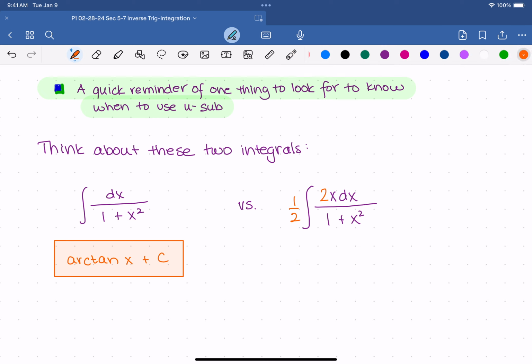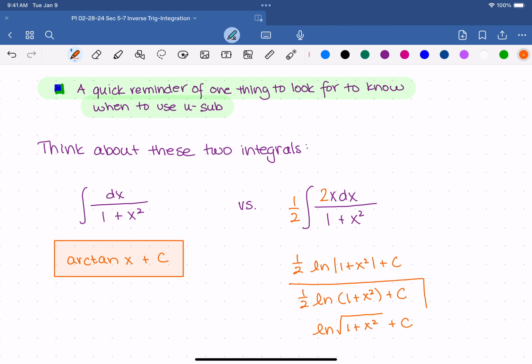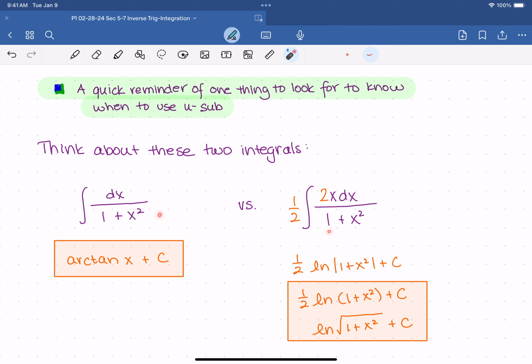This is just 1/2 natural log of the absolute value of the bottom. And for this particular problem, 1 plus x squared is always positive. So you could write it like this, or even you could make that 1/2 a square root and write it like this. So you get totally different looking answers, even though the original integral looked very similar. So be on the lookout.